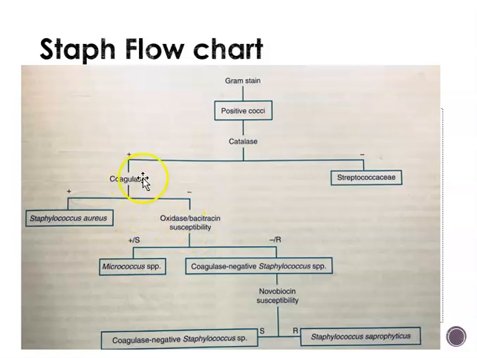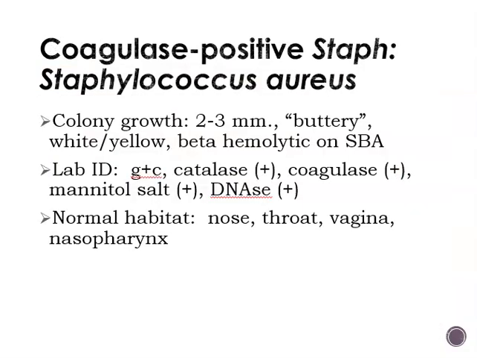From there, there are additional tests that you can do, and we'll talk about some more of these in just a minute. Coagulase is one of those that helps us determine Staph aureus from some of the other staph species, and then additional testing. But this flow chart will help you when we're talking about the testing to identify particular organisms.